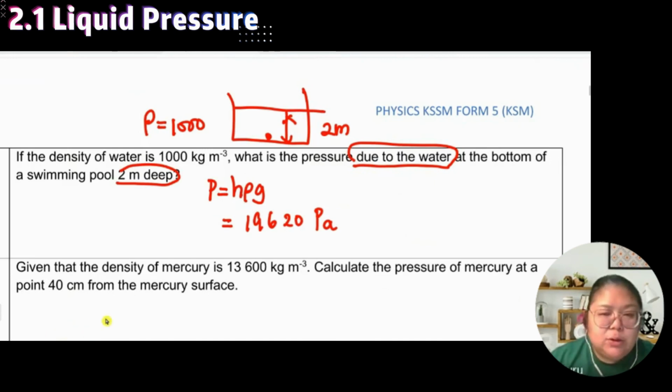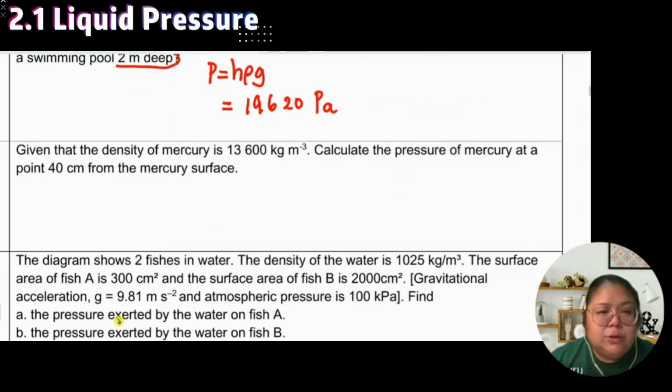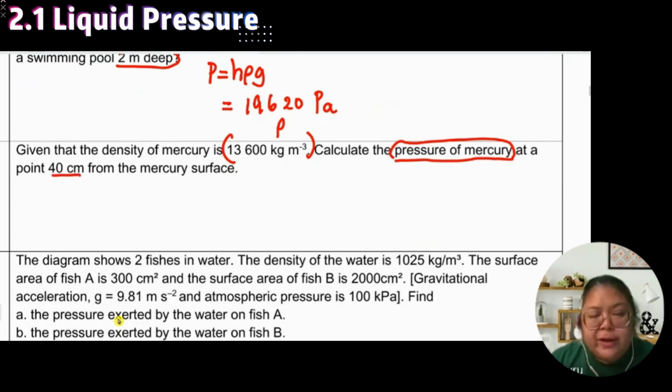Prepare your calculator. When I call your name, you just type. Number 2, given the density of the mercury. The pressure of mercury, only the pressure of mercury at 40 cm from the surface of the mercury. So still the same, P equals rho g h. But be careful, for h you need to convert, 0.4. After that, the density of the mercury, then 9.81.